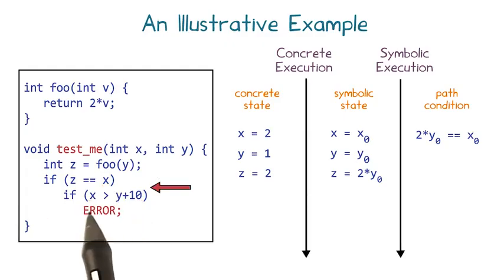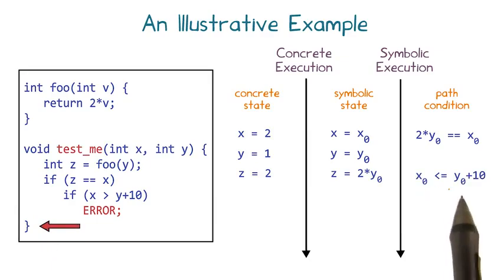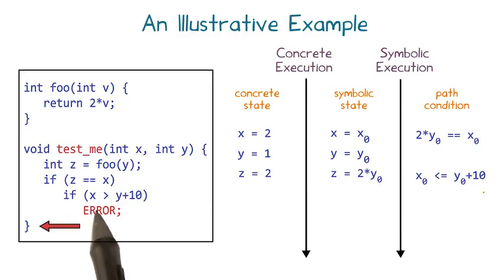At the next branch point, x has the concrete value 2 and y plus 10 has the concrete value 11. So we take the false branch, terminating the program. We also add the symbolic constraint x0 less than or equal to y0 plus 10 to the path condition, which is the negation of the branch condition we found to be false, with appropriate symbolic substitutions for the variables x and y. Since DSE has reached the end of the program, it negates the most recently added constraint in the path condition to obtain x0 greater than y0 plus 10.